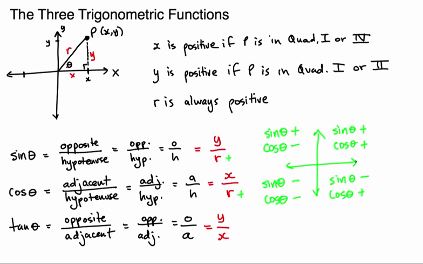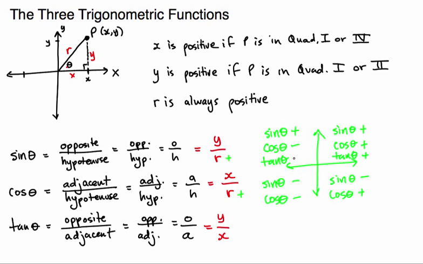Let's take a look at what happens with tangent. So in this quadrant, tangent theta, well, my x value and my y value, they're both positive, so it's positive over a positive, and that gives me a positive value for the entire fraction. In this quadrant, I'm going to get a negative x value and a positive y value.